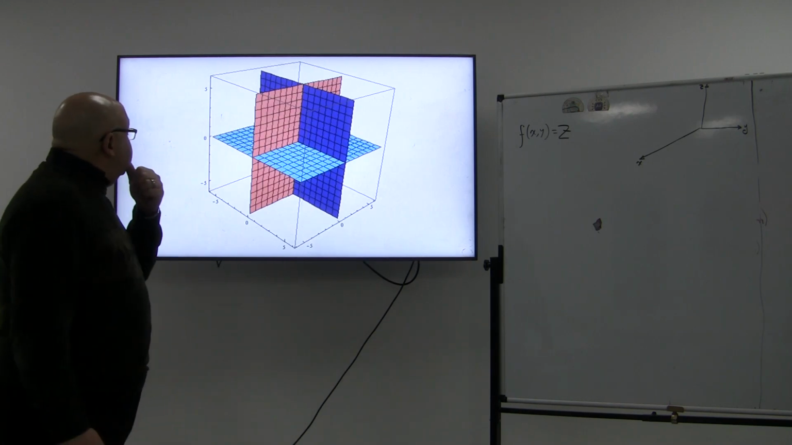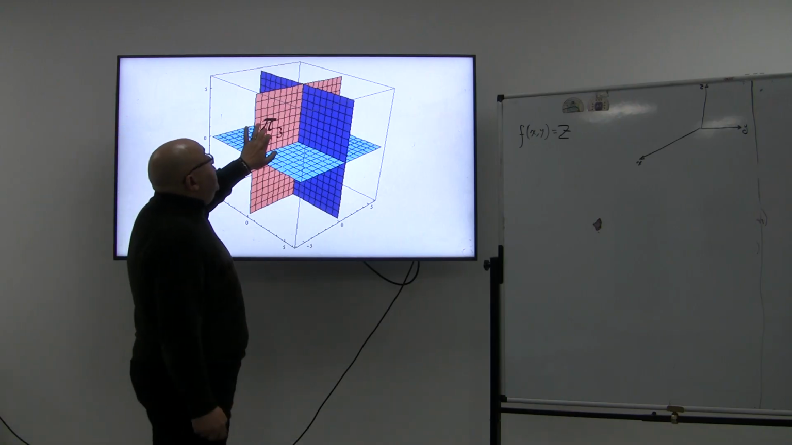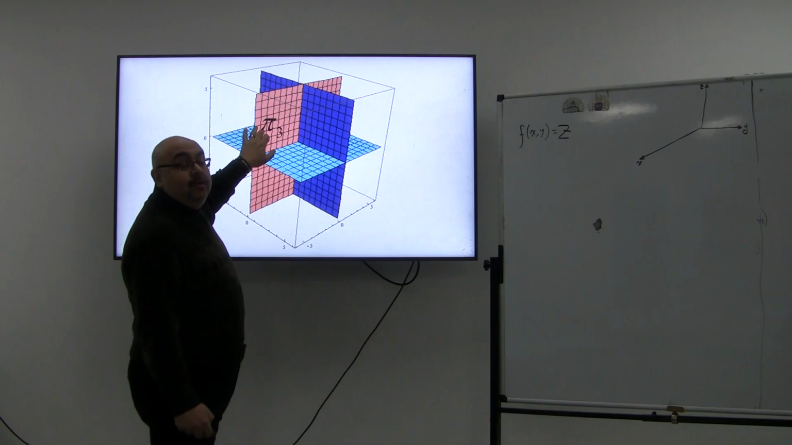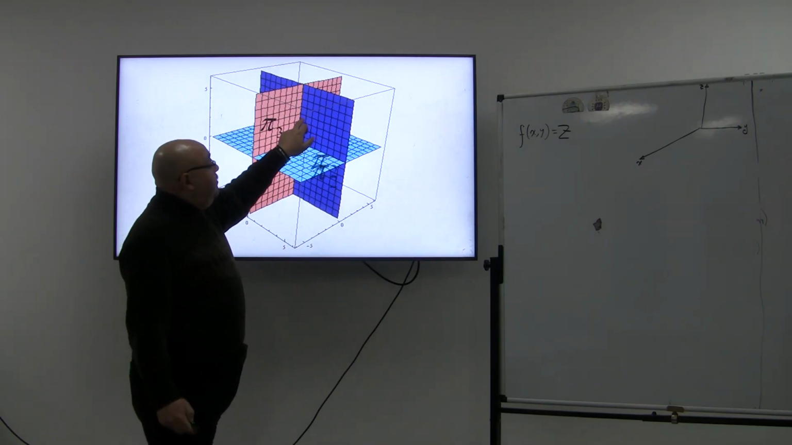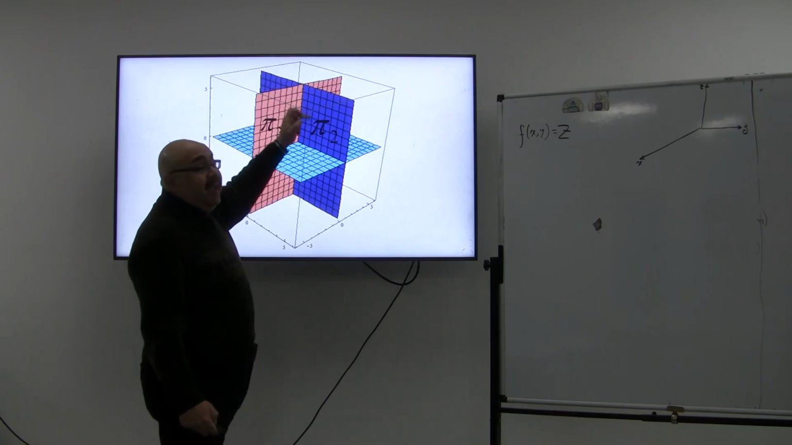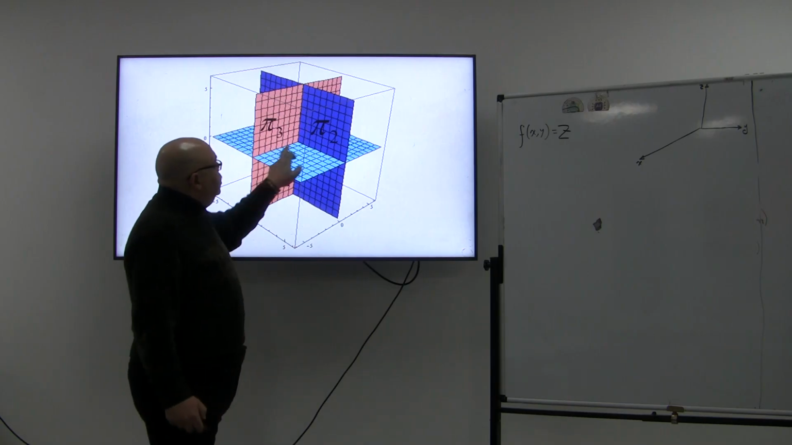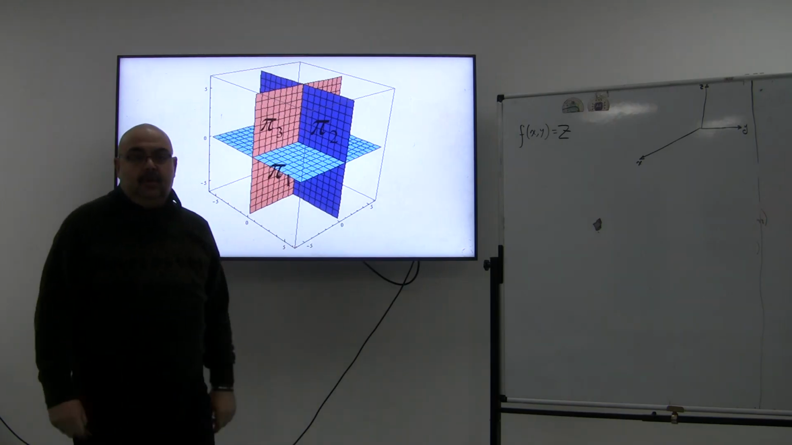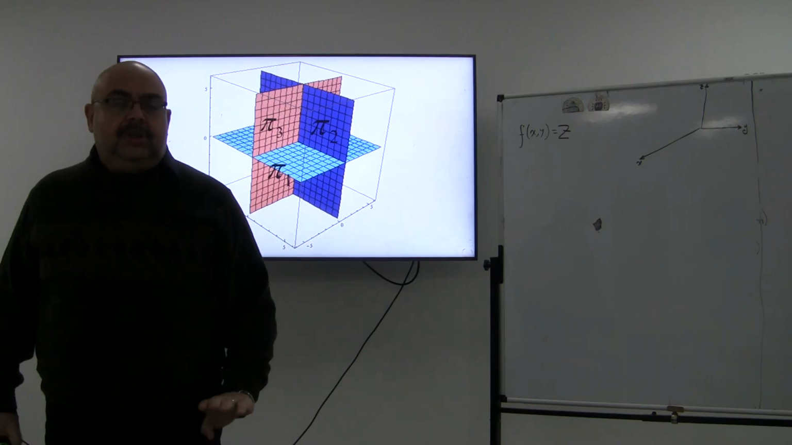Of course, you will have the plane containing the x-axis and the z-axis. You will have the plane which contains the y-axis and the z-axis. And of course, the most famous one, which contains the x-axis and the y-axis. Those are the 3 main planes. The first one has x and y.